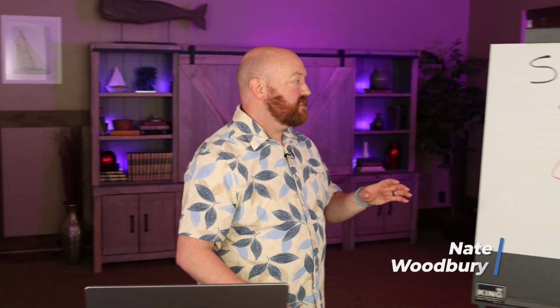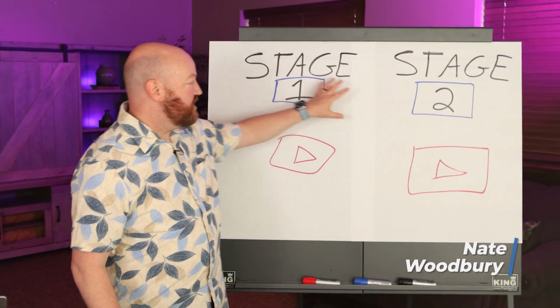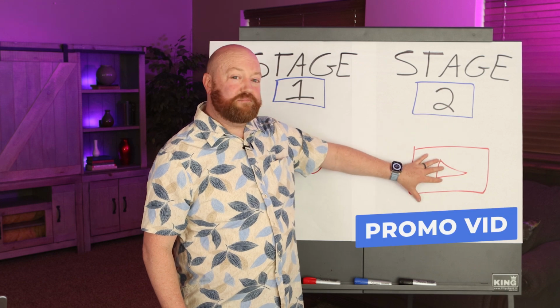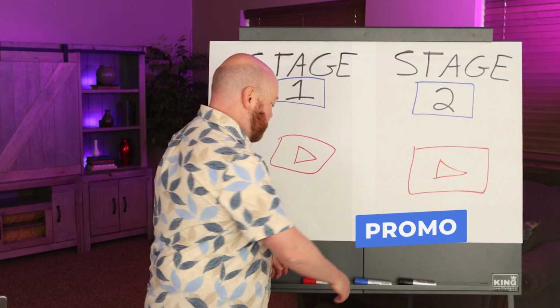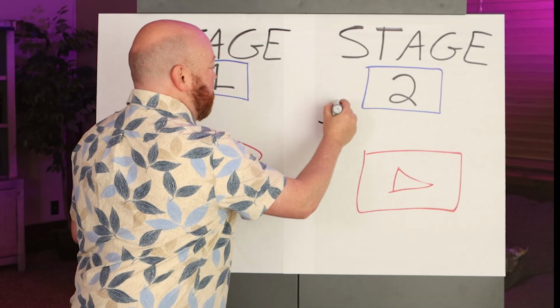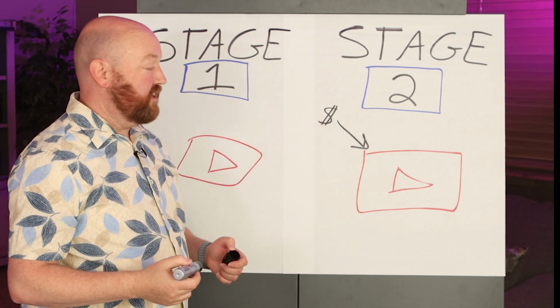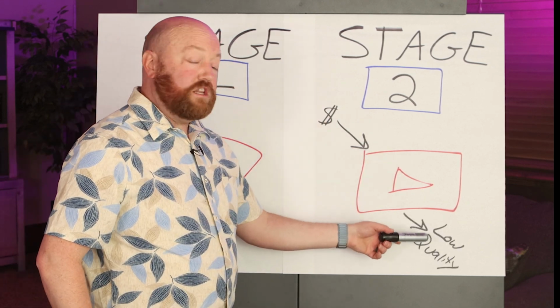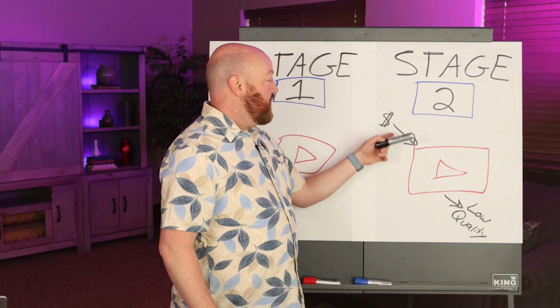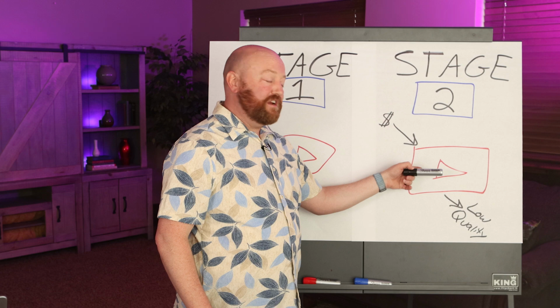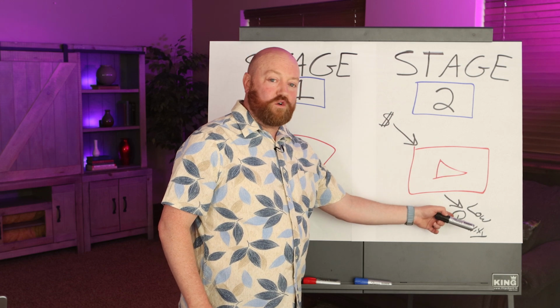Okay, so let's talk about, we're going to look at two different stages. What you're used to is stage two. Stage two is a promo video. And what that typically looks like is you pay for traffic to go directly to these promo videos. And what that results in is low quality leads. So if you pay for views to your promo video, no matter how great that promo video is, you're still going to have a low quality lead.